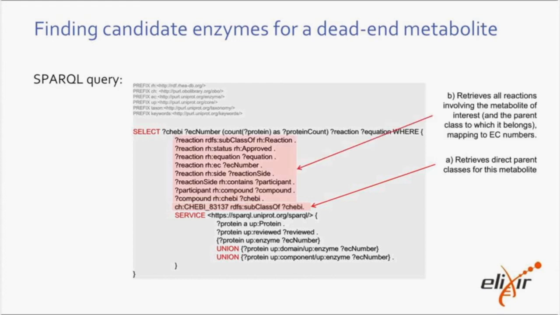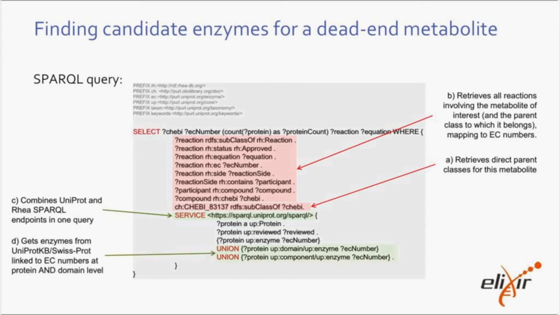This part of the query retrieves all the reactions involving our metabolite of interest. Actually, there are none, but also the parent class to which it belongs, and it maps them to EC numbers. The third part of the query highlighted here combines UniProt and Rhea SPARQL endpoints in one. So again, it's a service call to UniProt, and it's going to use the EC mapping to identify proteins. And again, we get enzymes from UniProt, ChEBI, SwissProt that are annotated with enzymatic activities either at the sequence level, the protein sequence level, or the protein domain level.